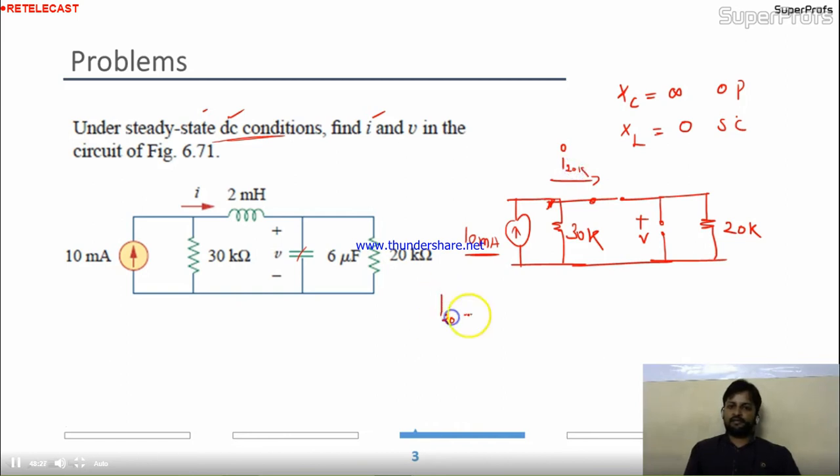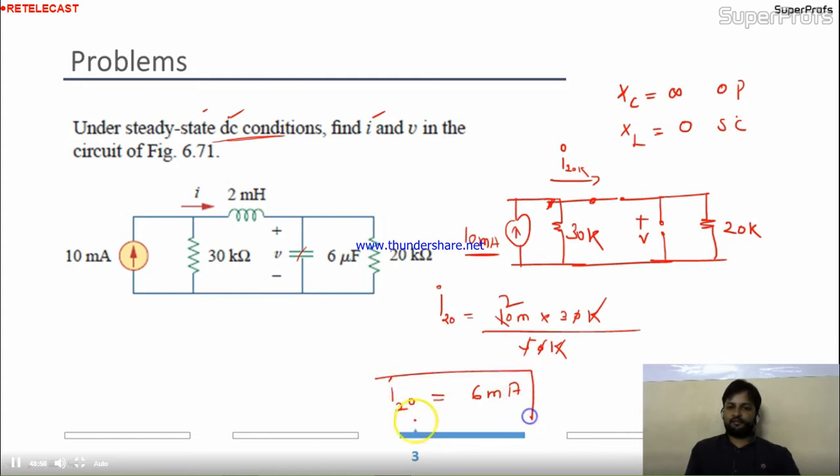So the formula is, this is I, okay. The main supply current, 10 milli, multiplied with the opposite branch resistance 30k, divided by the summation, which is 50k. K will cancel out, and this will be 5 2s are 10... 2 3s are 6 milliampere. 6 milliampere is the current. Now come to the V portion.